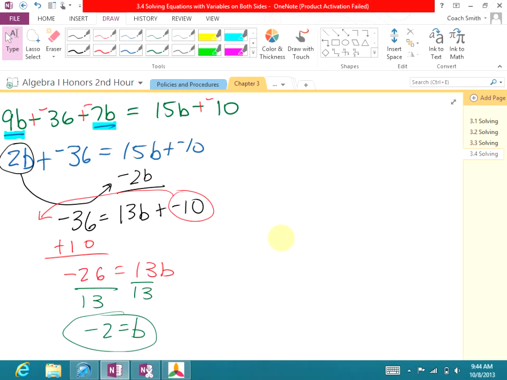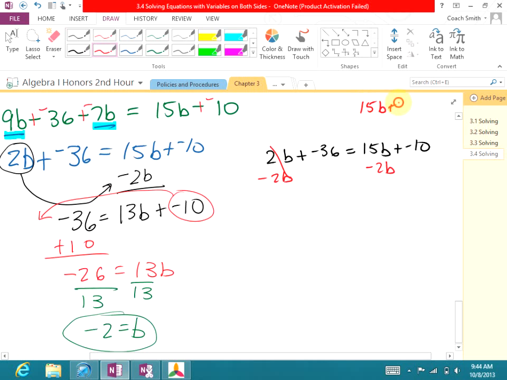Why did I not subtract 15b minus 2b? Yes. Now, okay, let me show you that. I'll be glad to show you that. You have 2b plus negative 36 equals 15b plus negative 10. So, your question is, why didn't I just subtract 2b? Okay, well, bottom line is, that's what I did. Because what is 15b plus negative 2b?